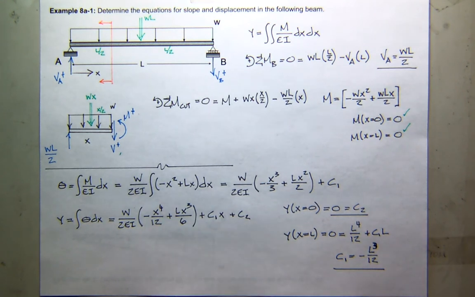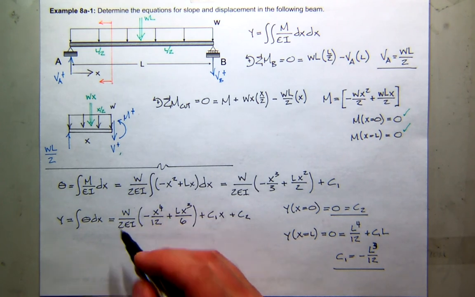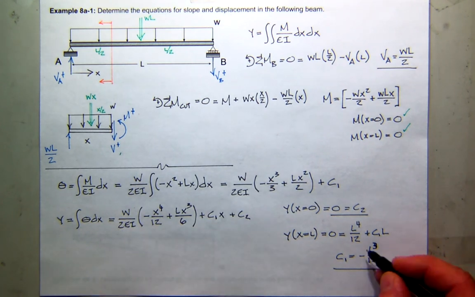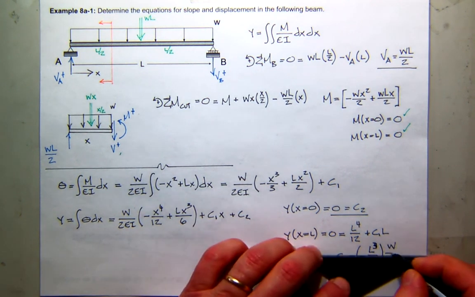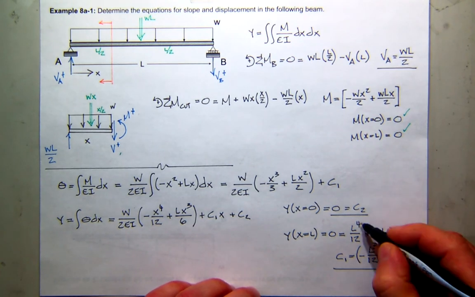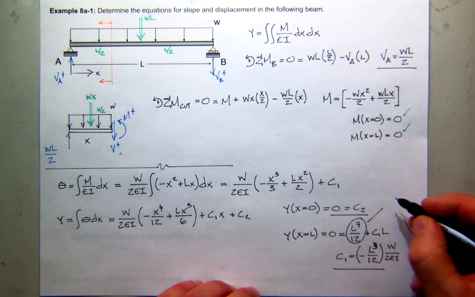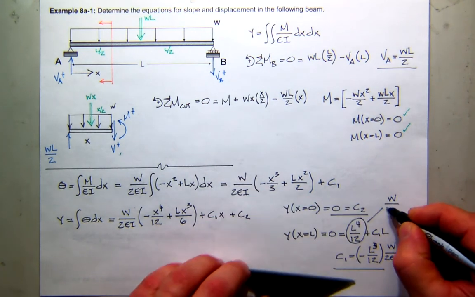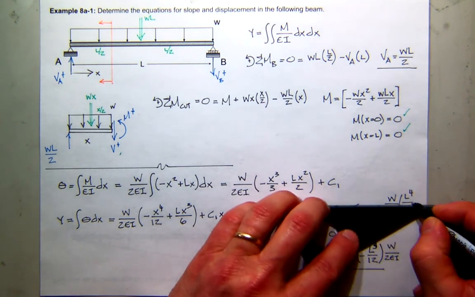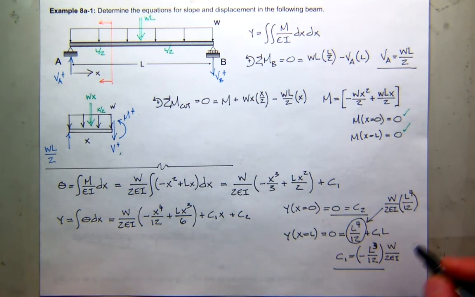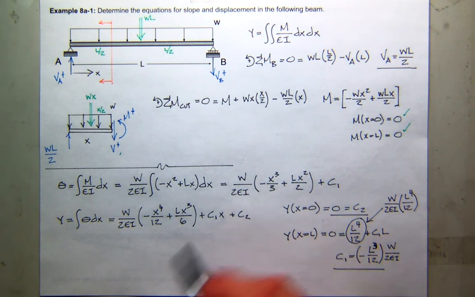Now one thing I have messed up on is I forgot my constant here. So actually this whole thing needs to be multiplied by W over 2EI, because this term really should be W over 2EI times L to the 4th over 12. I messed up. You see that? I forgot to bring my constant along when I evaluated that. So all I have to do is stick C1 back into there, and I'm done.